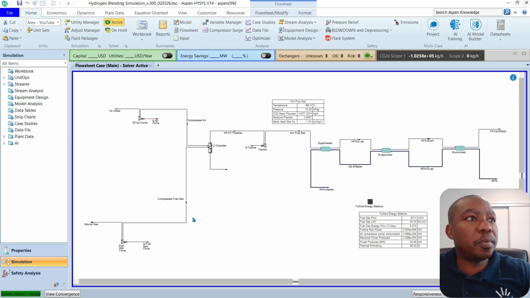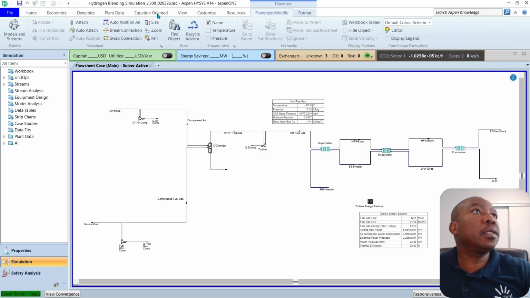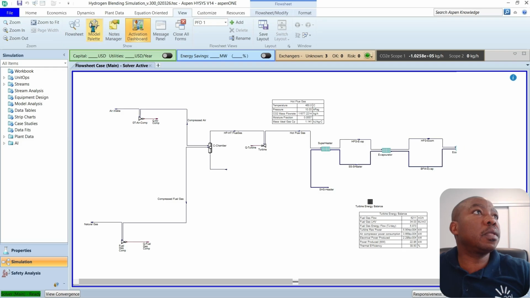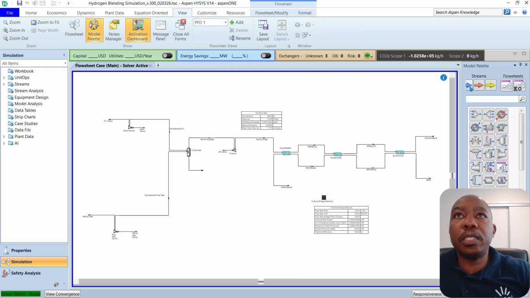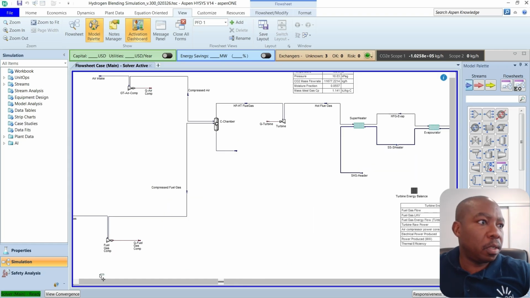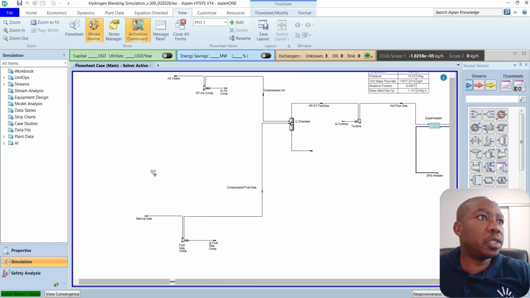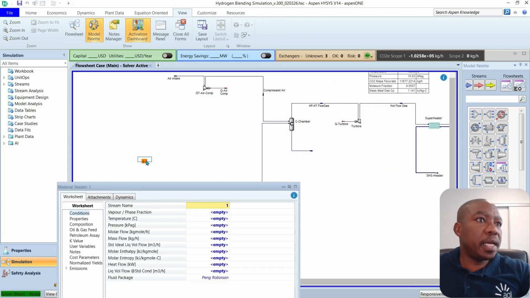That is quite important. Now the next step for us to do is to insert the hydrogen stream into the flow sheet, and to do that just go to the model palette, and then I'll insert the material stream. I'll put it just here close to, let me just zoom in here to make the flow sheet a little bit better. I'll zoom in here, double click, and then rename that to hydrogen.